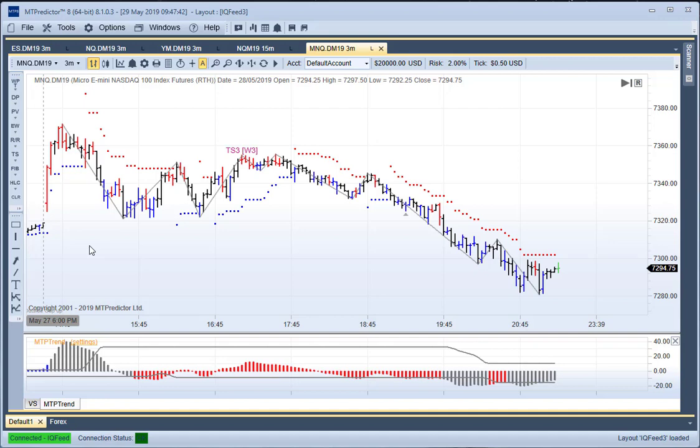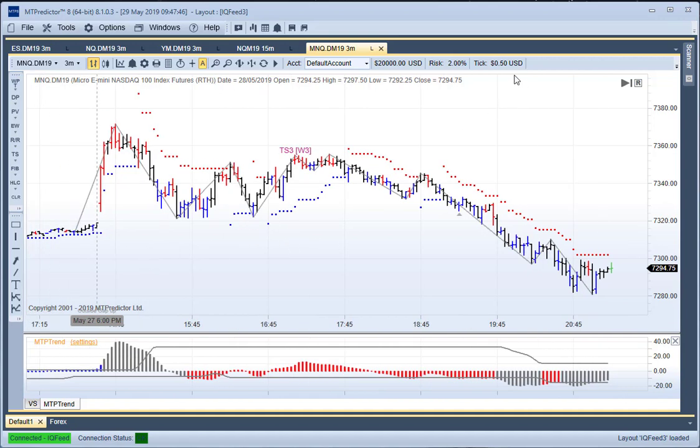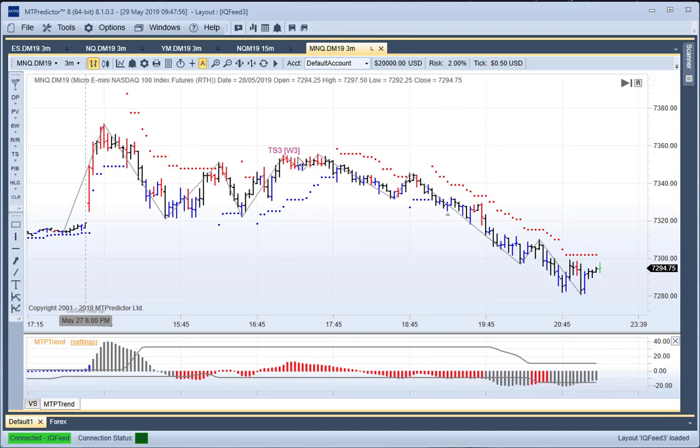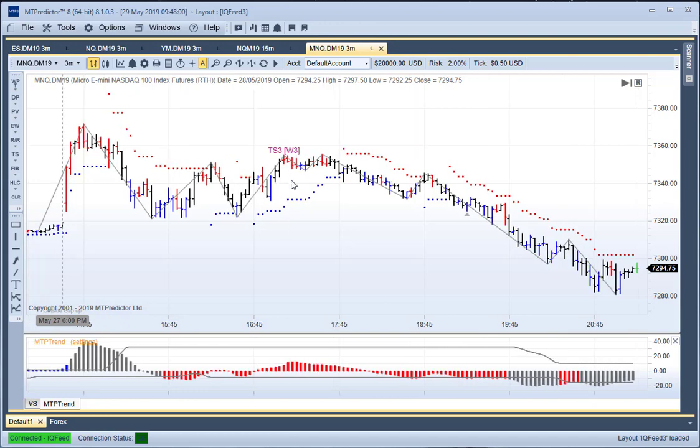Right, so let's do our analysis. So this is a 3-minute chart yesterday. This is the day session only chart that runs from 9:30 to 4:15 New York time. And as you can see, we had a TS3 W3 trade set up here that unfolded a bit later in the day, New York time, just before lunch. This is UK time I've got on my charts here. You see our MTP trend was red, showing the large view trend was down.